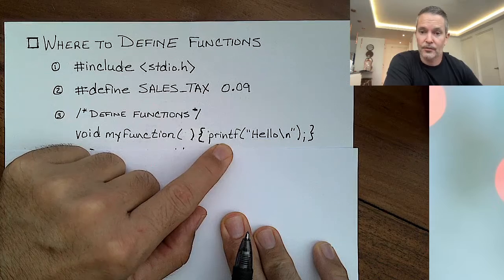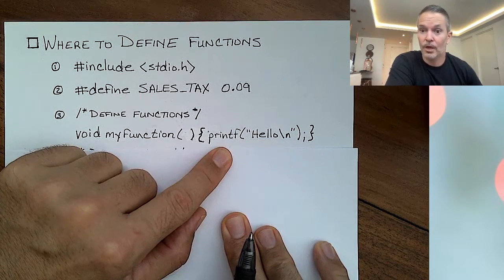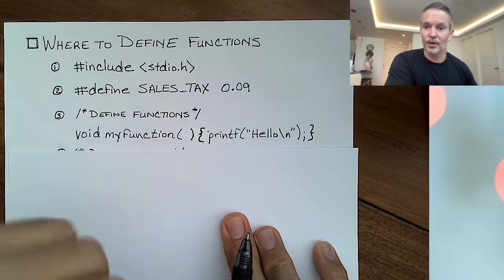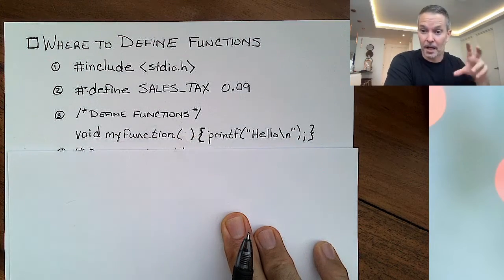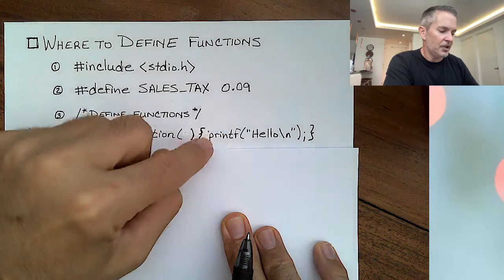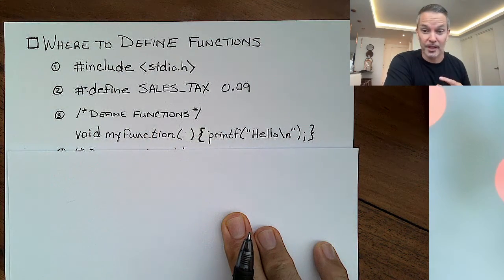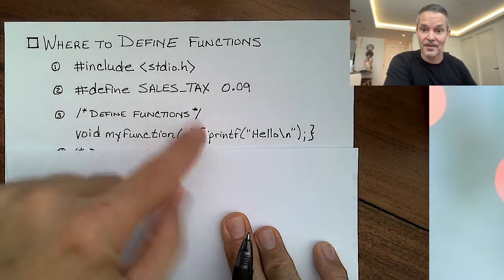And what am I going to do? I'm just going to print hello onto the screen. Now, I wrote this function all on one line just to keep my writing compact. Normally, you would start the body of the function on a new line just to make it easy to read. But remember, the C compiler doesn't care about whitespace, so this is perfectly legal.